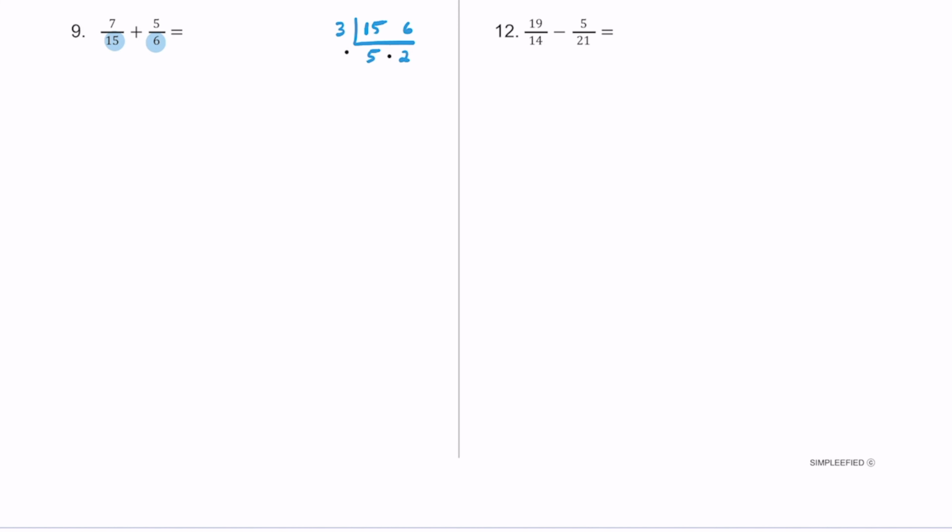And then we can go ahead and multiply 3 times 5 is 15. 15 times 2 is 30. Or you can say 5 times 6 is 30, or 15 times 2 is 30. So no matter how you look at it here, the LCD, the first time 15 and 6 meet, is going to be at 30. So let's go ahead and rewrite these.